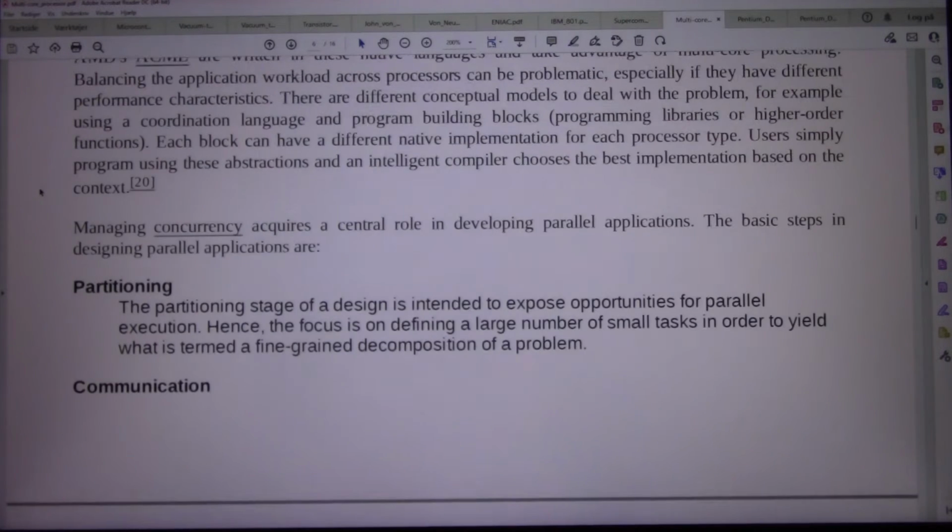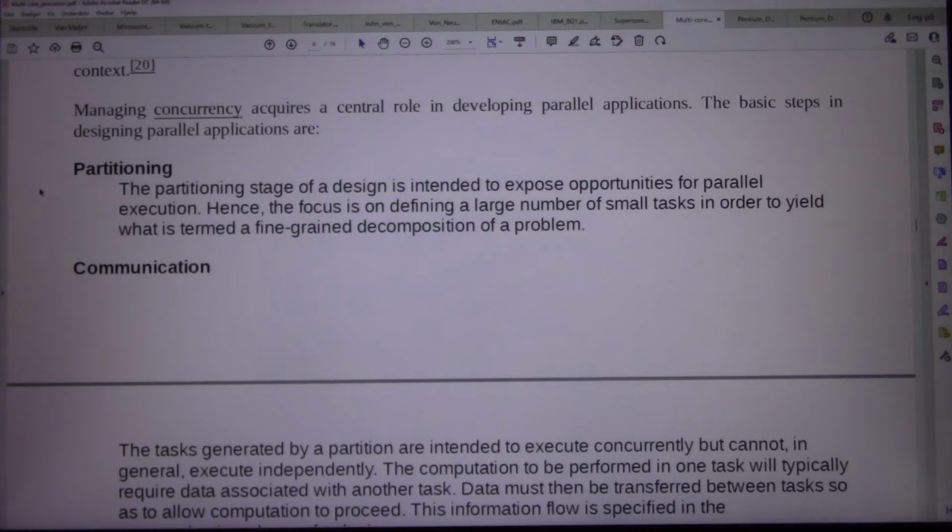Managing concurrency acquires a central role in developing parallel applications. The basic steps in designing parallel applications are partitioning. The partitioning stage of a design is intended to expose opportunities for parallel execution. Hence, the focus is on defining a large number of small tasks in order to yield what is termed a fine-grained decomposition of a problem. Communication.